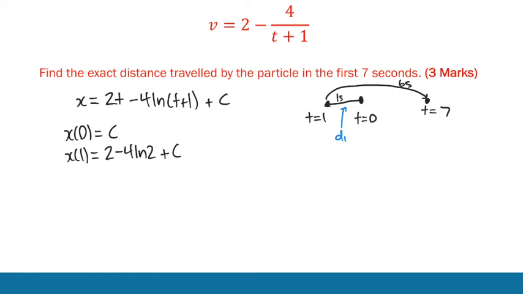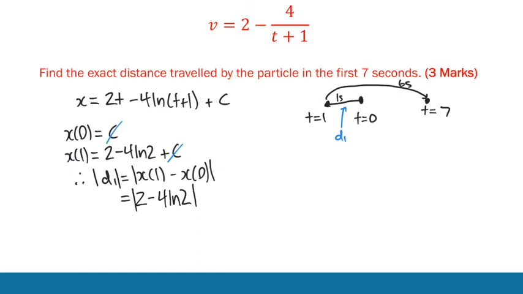So watch what happens. Distance 1, the difference between these two things: the c goes away. We're subtracting the constant, it cancels. And so you just get this expression here without the constant. You get 2 minus 4 log 2. Now, however, just like before, this is a negative quantity. Distances, we need to be adding positive things. So to be completely correct, let's pop an absolute value around all of these.